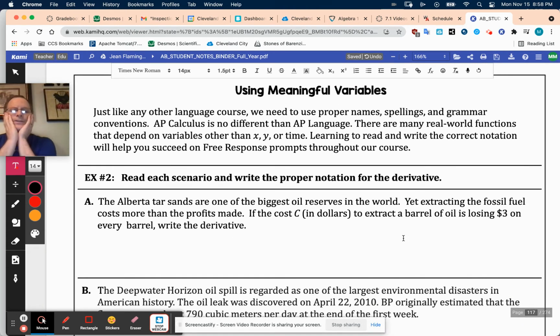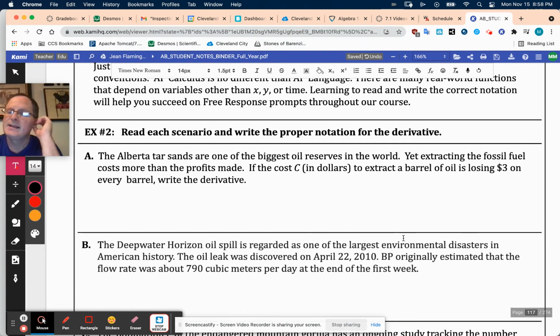Now, just like any other language course, you need to use proper names, spellings, and grammar. All right, AP student, no different. However, there are certain things that they're looking for whenever you're talking about one of these. It says the Alberta tar sands are one of the biggest oil reserves in the world. Yet extracting fossil fuel costs more than the profits made. If the cost C in dollars extracted is losing $3 on every barrel, write the derivative.